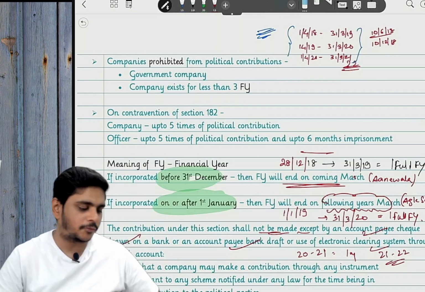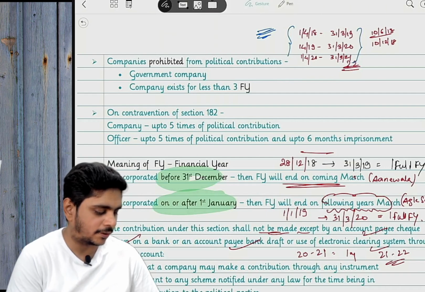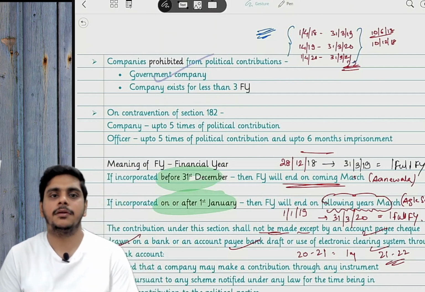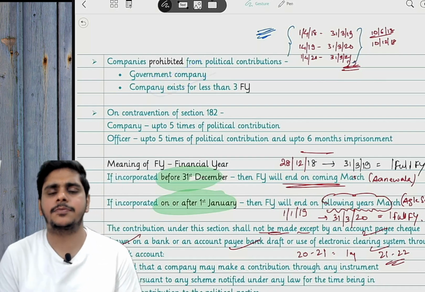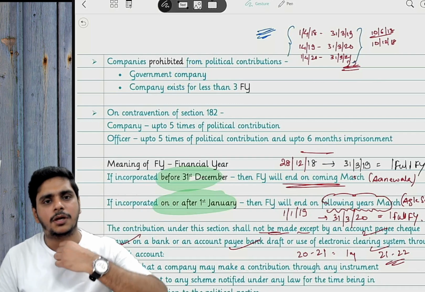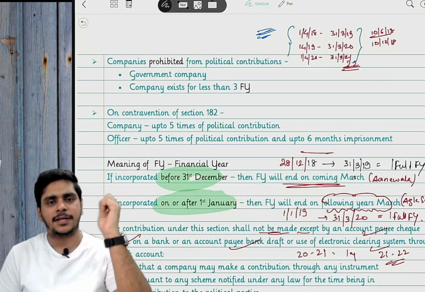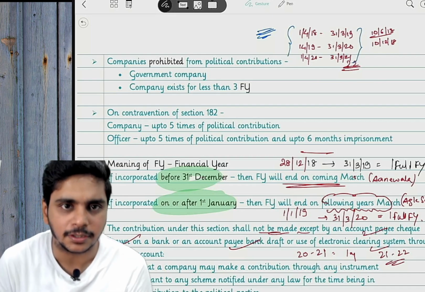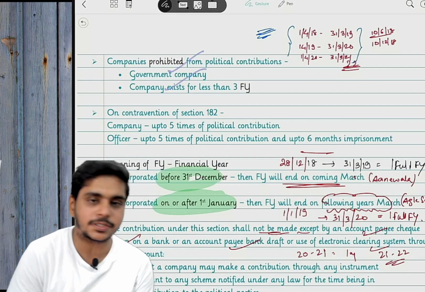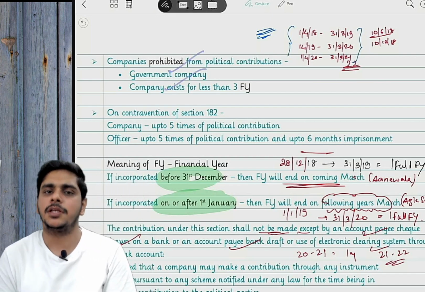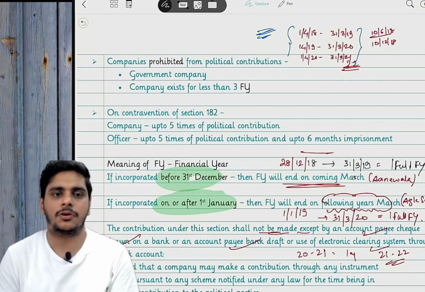Two companies are prohibited from political contribution. Number 1, a government company. Number 2, a company which is in existence for less than 3 financial years. So a government company and a company in existence for less than 3 financial years cannot make political contribution.